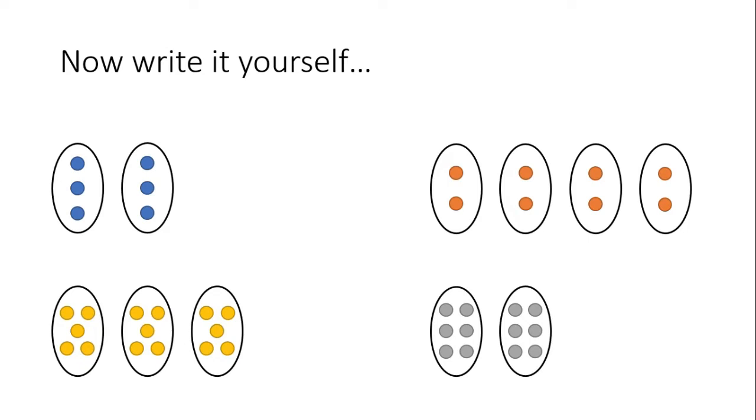Okay, welcome back. Let's check your answers. Starting in the top left, we have 2 groups with 3 dots in each group, so that's 2 groups of 3, or 2 times 3. On the top right, we have 4 groups with 2 in each group, so that's 4 groups of 2, or 4 times 2. In the bottom left, we have 3 groups with 5 dots in each group, so that's 3 groups of 5, or 3 times 5. And in the bottom right, we have 2 groups with 6 dots in each group, so that's 2 groups of 6, 2 times 6.